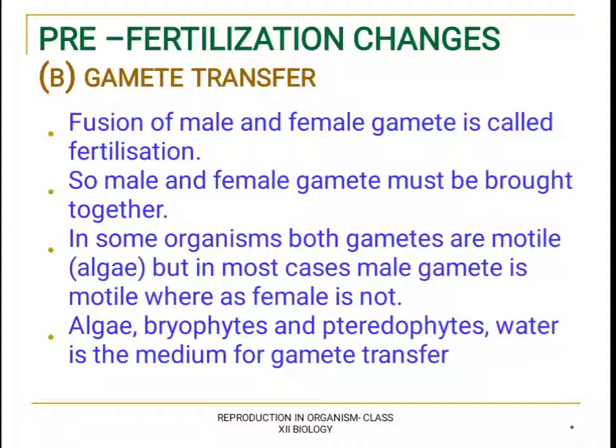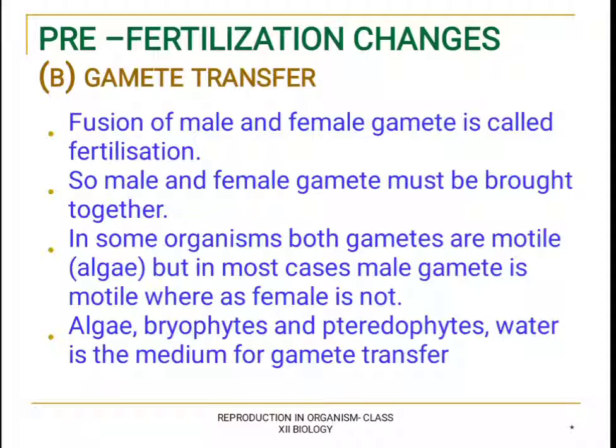Today we will start with the second event of pre-fertilization events, that is gamete transfer. After the formation of gametes, the male and female gametes which are produced should come in physical association with each other, so that they can fuse with each other.